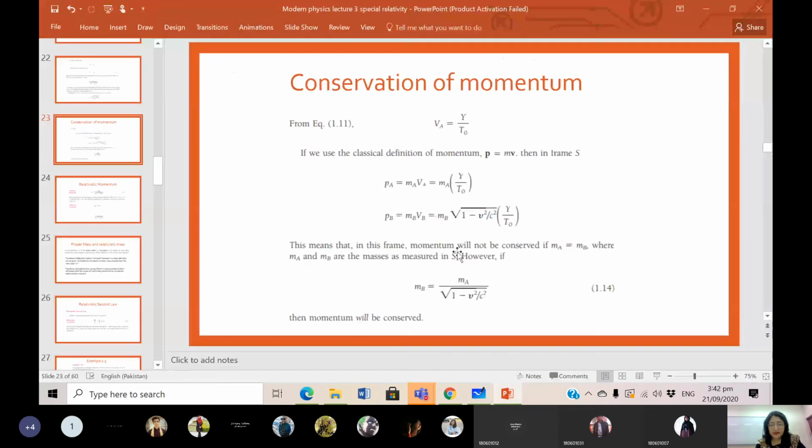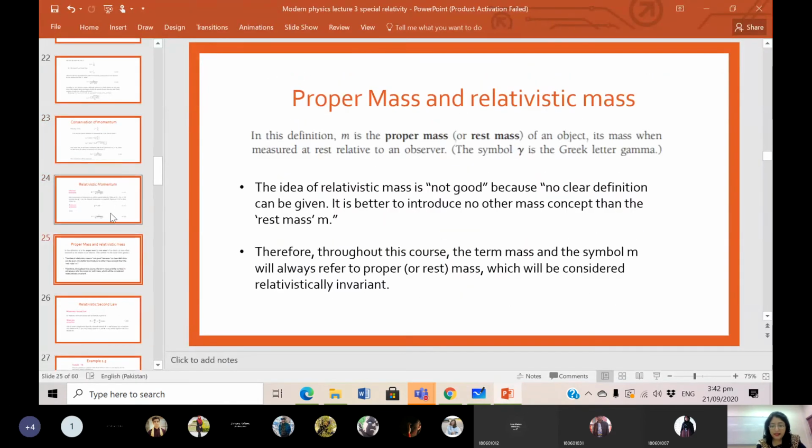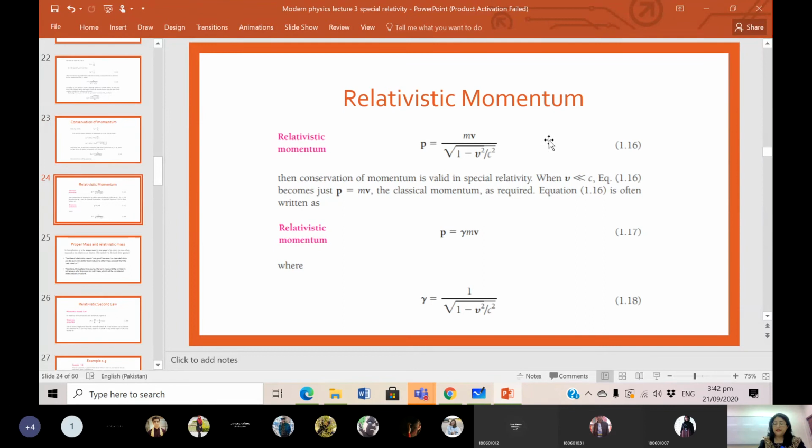So that's how we've derived the equation. We've derived the equation from relativistic momentum.